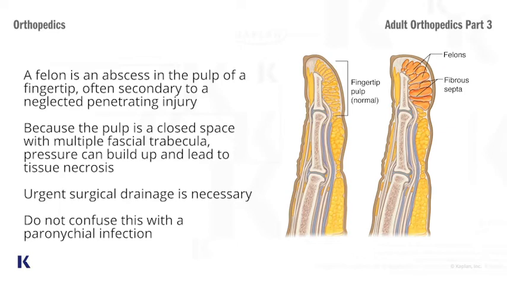When a pulp space infection occurs on the volar aspect of the distal phalanx of any of the fingers, that is called a felon, F-E-L-O-N. And my young colleagues, that is a surgical emergency, meaning you don't treat that with antibiotics. You have to drain it. Why? Look at the pulp space of any of your fingers, the distal phalanx.